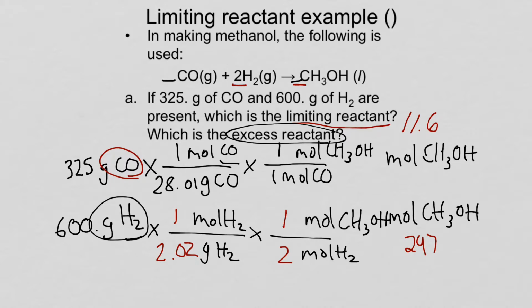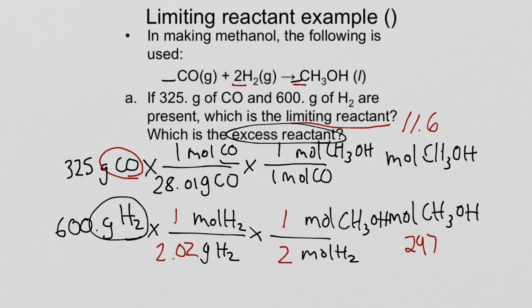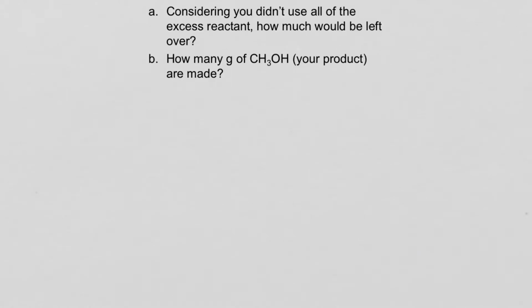So let's take the next part of this. Considering I didn't use all of the excess reactant, how much would be left over? This is a key feature because hydrogen is a very flammable explosive gas, and if I have a lot left over, I'm going to want to deal with that. And I'd rather deal with that on paper first before I deal with it in real life. However, like we said, we're going to want to use our 325 grams of carbon monoxide. So 325 grams of carbon monoxide is what we know we use entirely. I want to find out how many grams of H2 get used if all of that carbon monoxide gets used.